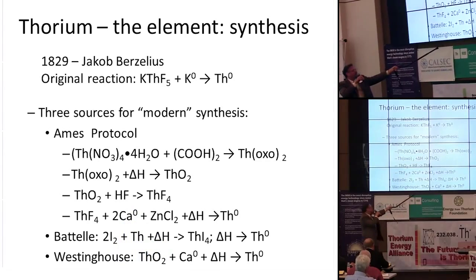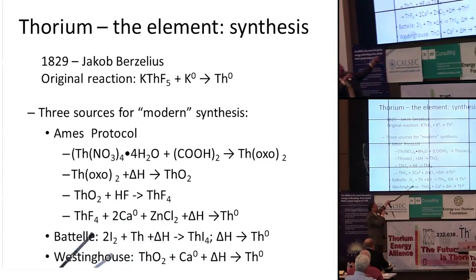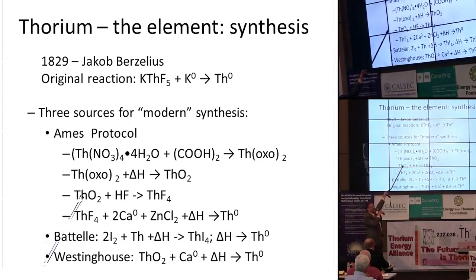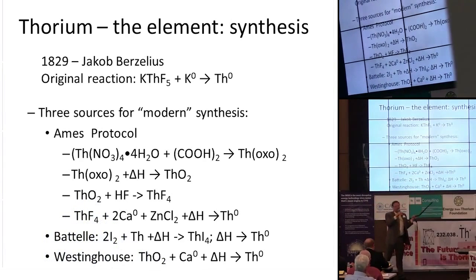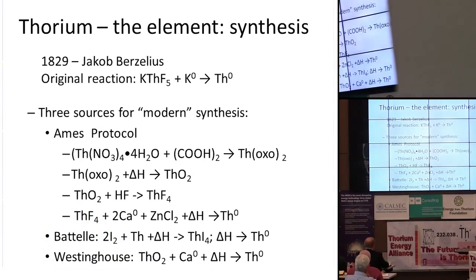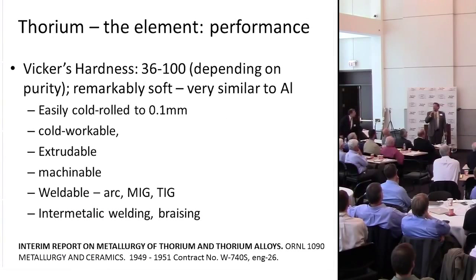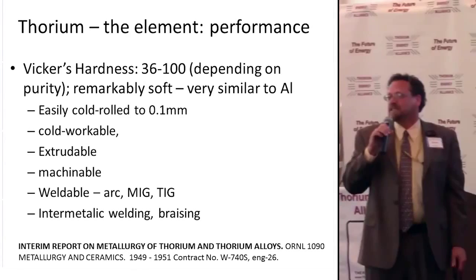And then the Westinghouse method. Start with ThO2, which, ironically, they bought from the Ames lab. And then they just drove it straight forward to thorium 0. Thorium, the metal, is actually pretty remarkable, and it's incredibly soft. It's got a Vickers hardness around that of aluminum.